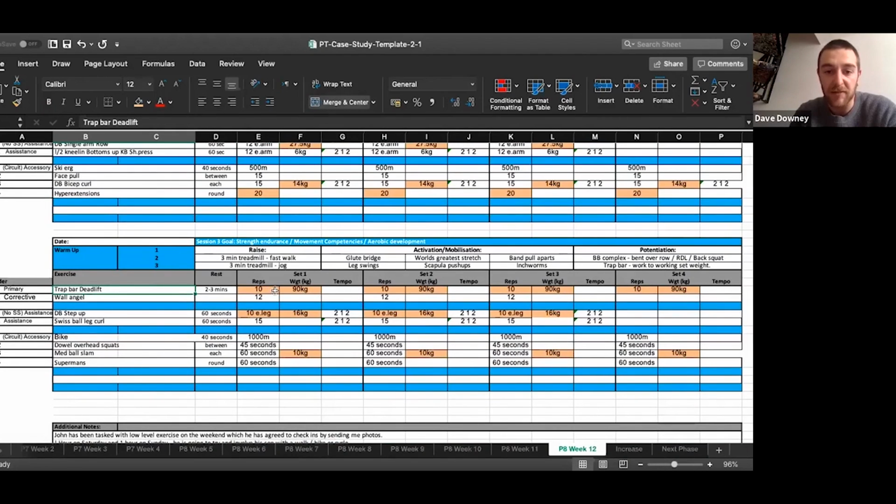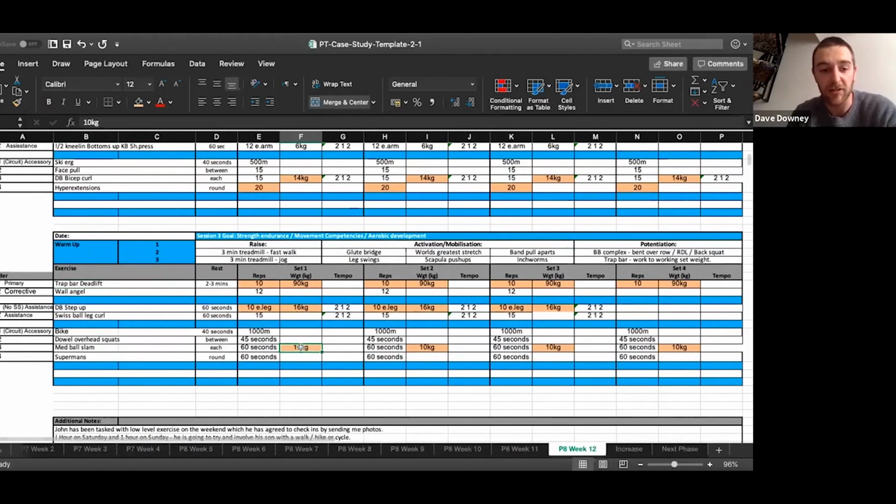Primary trap bar deadlift. Then we've gone to 10 reps here, and we've increased the weight because he likes to be strong through the lower body. And 15 reps of deadlift is quite a lot. So we've actually increased the weight more so here than the reps. And we've made that increase then here on the med ball slam. So you can see the improvement throughout.